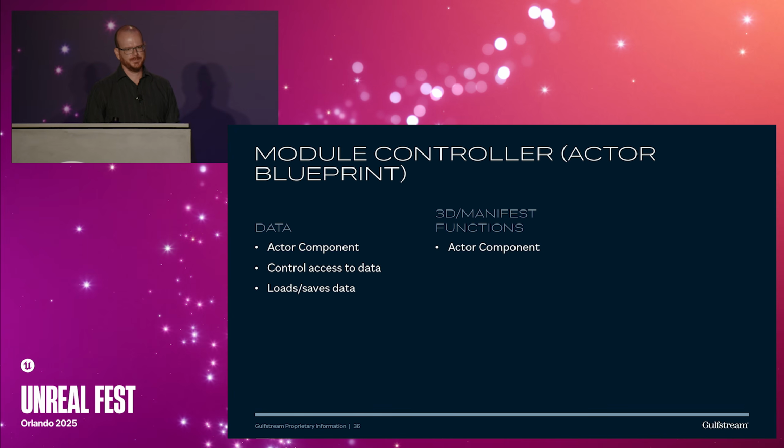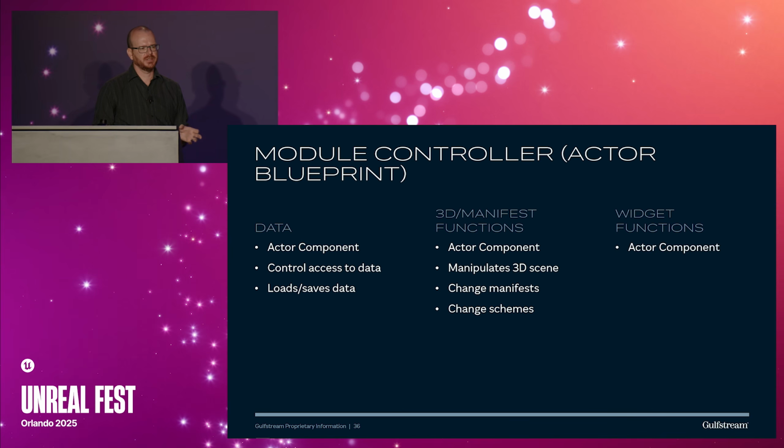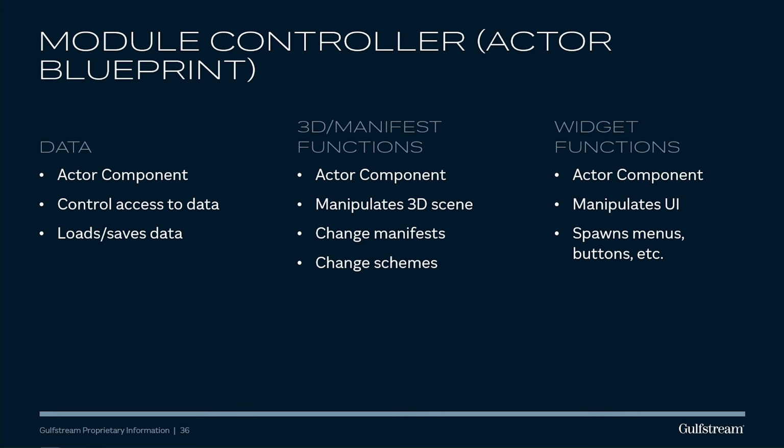From there, we have a 3D and manifest function, which again is an actor component attached to the module controller. This is basically going to manipulate anything within the 3D scene itself. It's going to change the manifest when a manifest needs to change, and it's going to change the scheme when it needs to change. And then we have a widget functions actor component, again attached to the module controller, which controls all the UI, the buttons, the menus, things like that. So this was just a way for us to break it up and keep everything separated from each other so that it would be a little bit easier to go in and manipulate as needed.